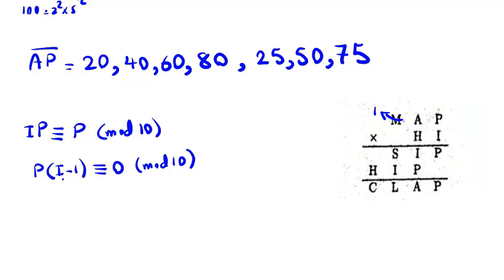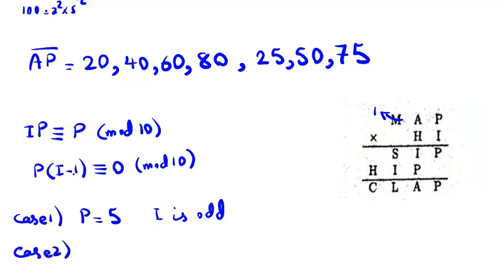Now here we can say I is not 1, so one of them must be a multiple of 5. If one of them is a multiple of 10, it is impossible because I should be 1 or P should be 10. They are digits and I is not 1 because M is 1. So case 1 is P is 5, and I minus 1 should be even, so I is odd.